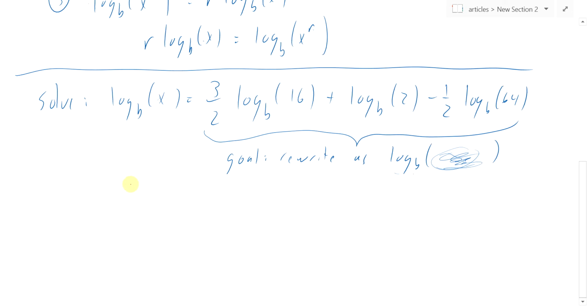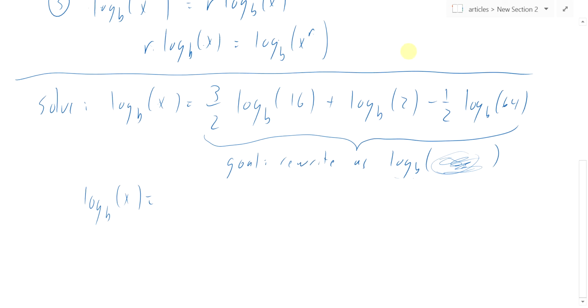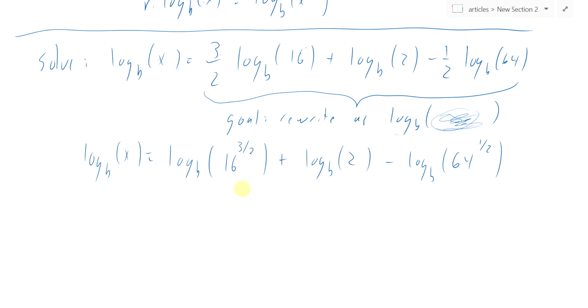So what's the first thing to do in solving these? Well, we'll use the third log rule here to take all these coefficients and put them inside of the logarithms. So log base b of 16 to the 3/2. This 3/2 goes inside the logarithm as a power, plus, well, there's no coefficient here, so we'll just leave that as a 2. And then the 1/2 goes inside of the logarithm as a power.